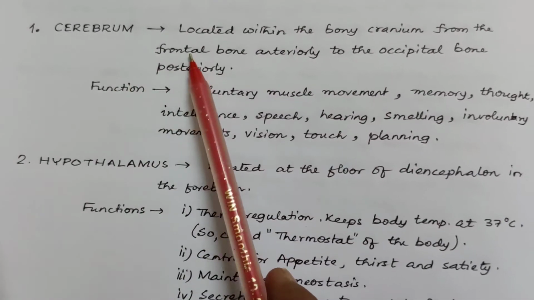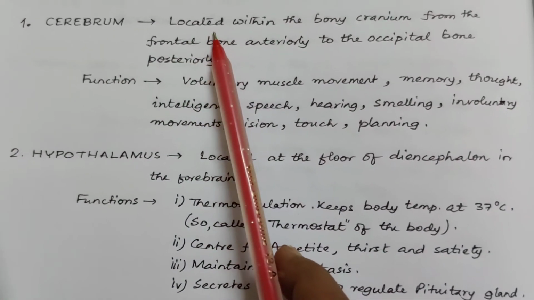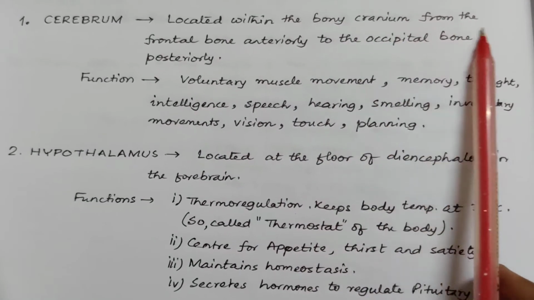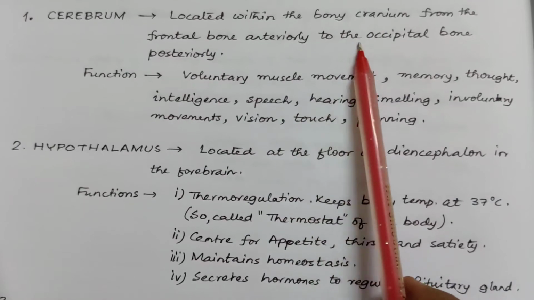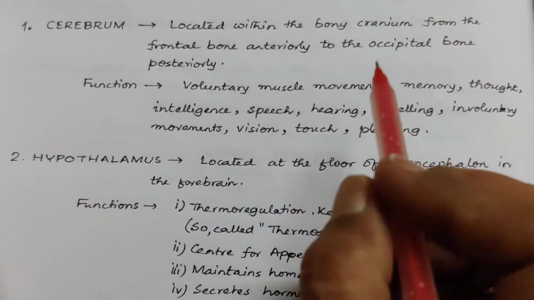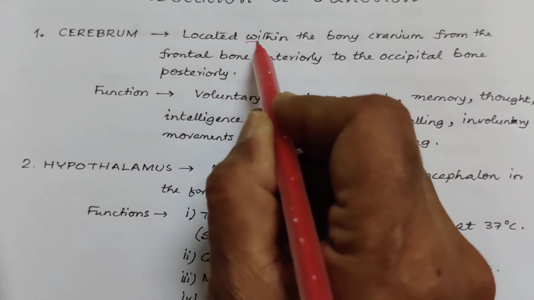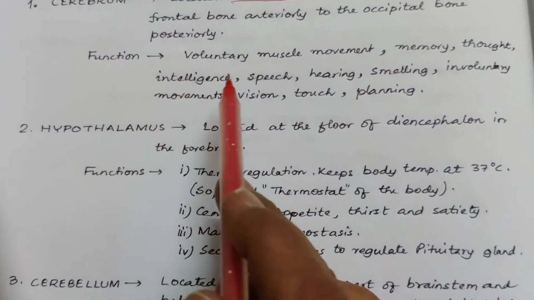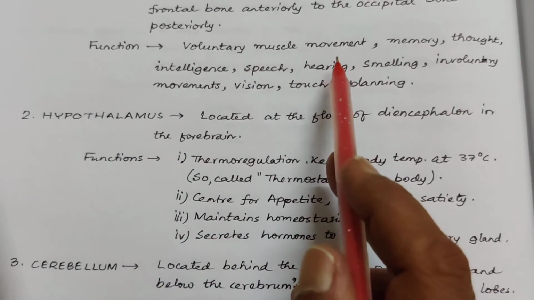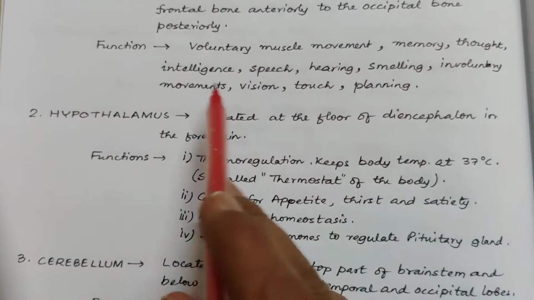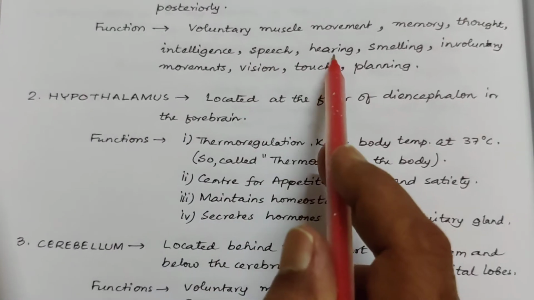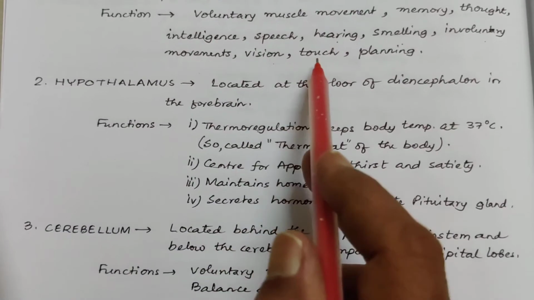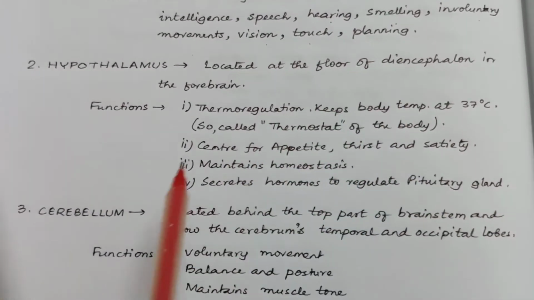As you know that cerebrum is present in the brain. Where is its location? It is located within the bony cranium. Cranium means brain box, from the frontal bone anteriorly to the occipital bone posteriorly. So here within the bony cranium, this is the keyword. Its function is voluntary muscle movement, memory, thought, intelligence, speech, hearing, smelling, involuntary movements, vision, touch, and planning.